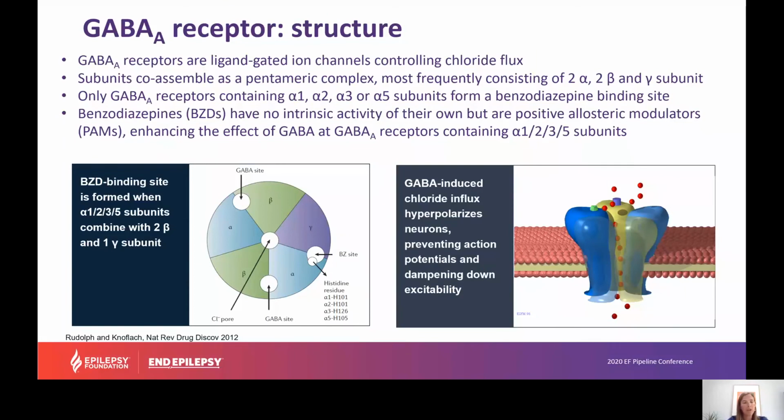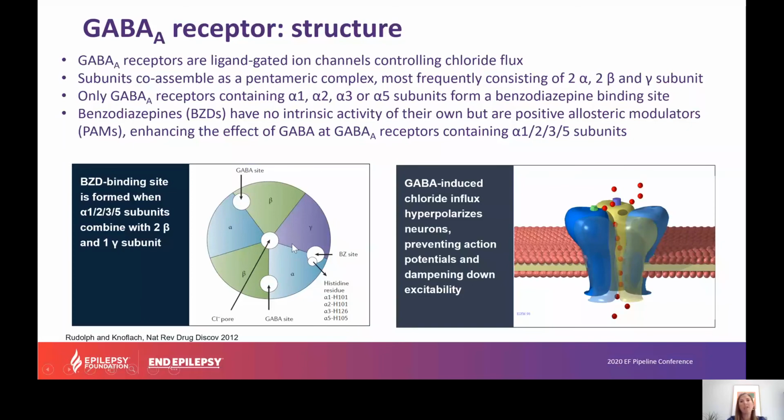Before I dive into more detail on CVL-865, I wanted to give you a little reminder on GABA A receptor structure and benzodiazepine pharmacology. GABA A receptors are ligand-gated ion channels and control chloride flux. The subunits assemble as a pentameric complex, most frequently consisting of 2 alpha subunits, 2 beta subunits, and a gamma subunit. It's only when these alpha subunits are alpha 1, 2, 3, or 5 that there can be formation of a benzodiazepine binding site, which sits between the interface of the alpha and gamma subunit.